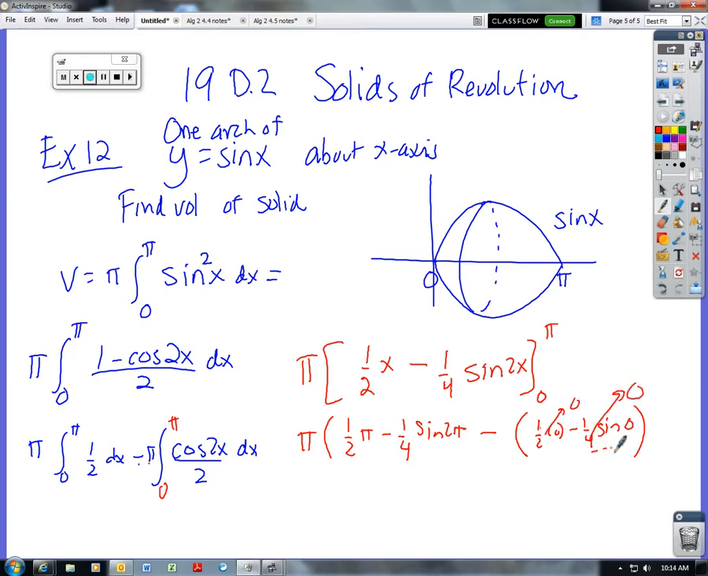Make sure you check that though, this isn't always all equal to 0. Sine of 2 pi. Hey, that's 0 also, isn't it? So that's nice, that's gone. So we've got 1/2 pi squared. And that's units cubed. By the way, I should have been checking these better, like on the calculator, so let's check this.